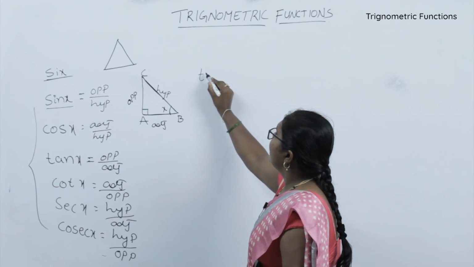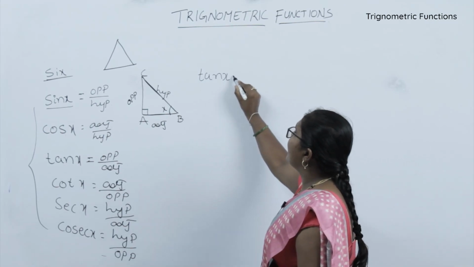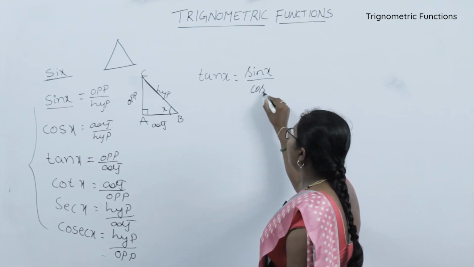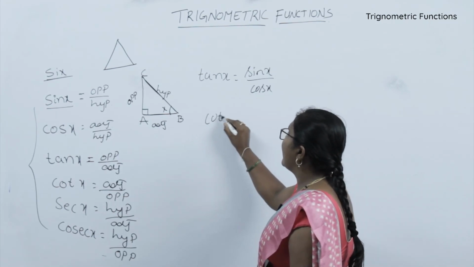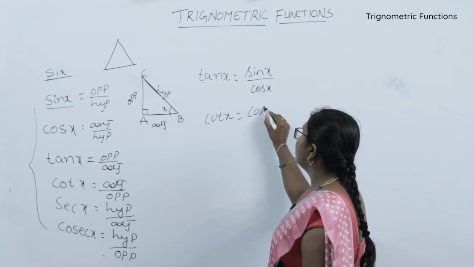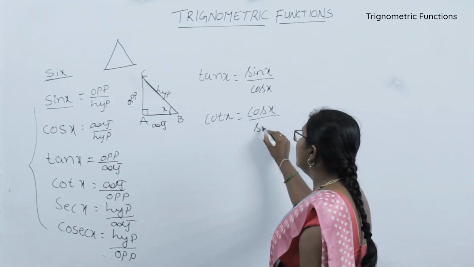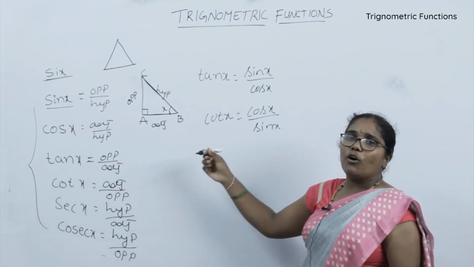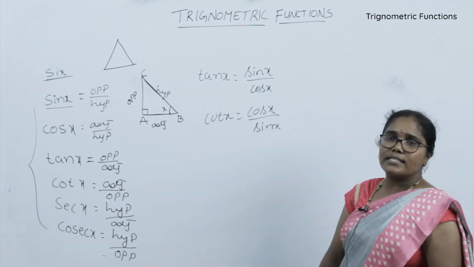So, tan X can be written as sin X by cos X. In the same way, cot X can be written as cos X by sin X. So tan X is equal to sin X by cos X, and cot X is equal to cos X by sin X.